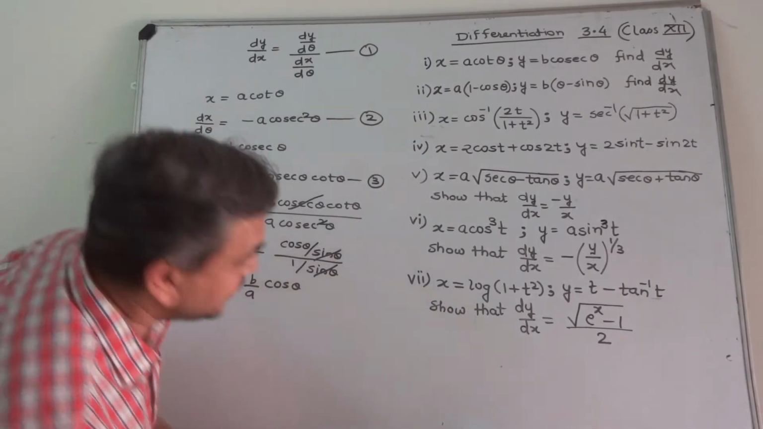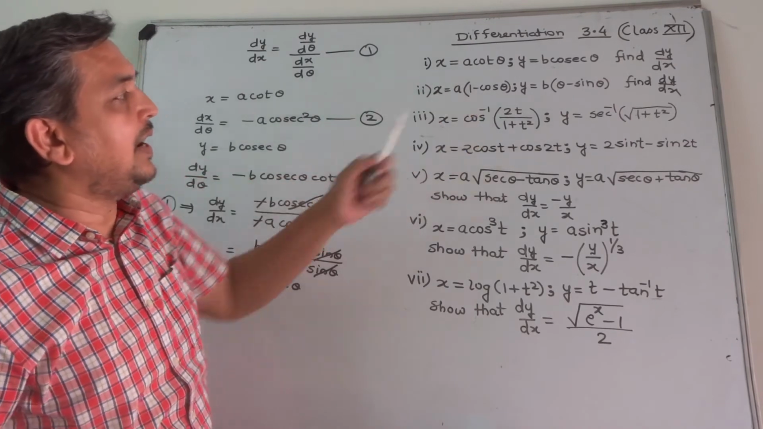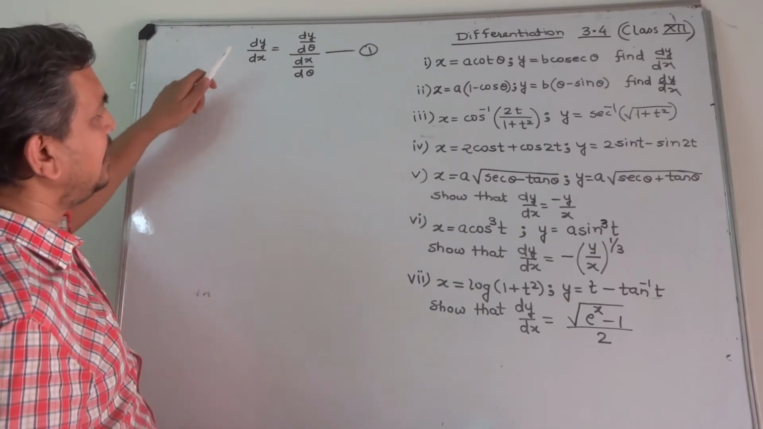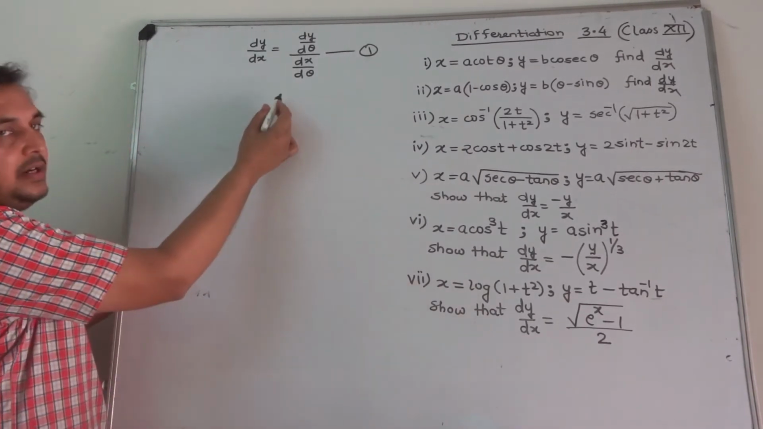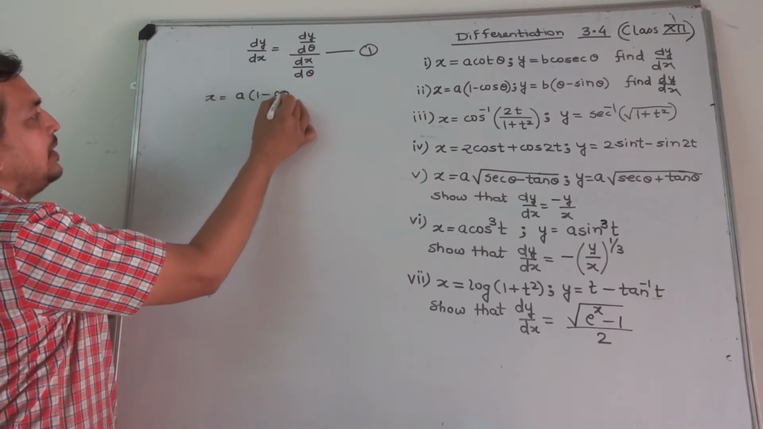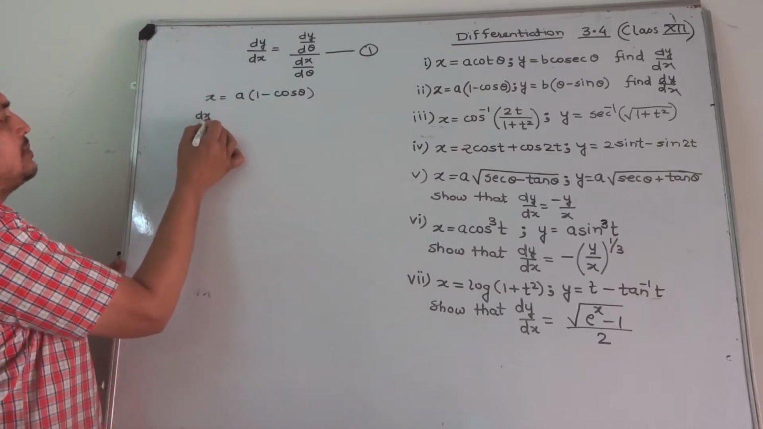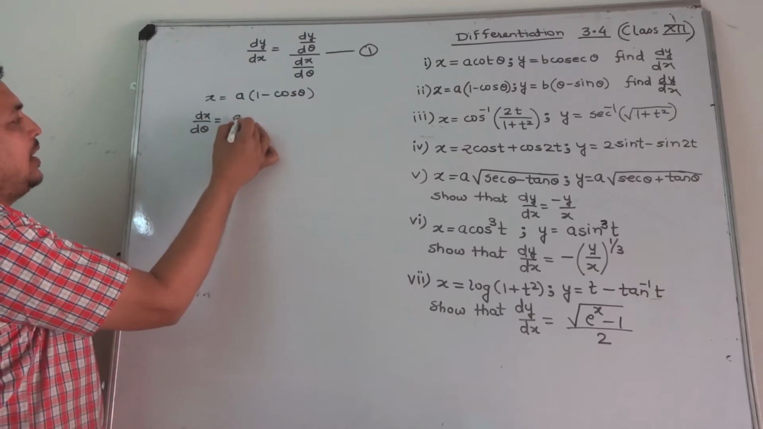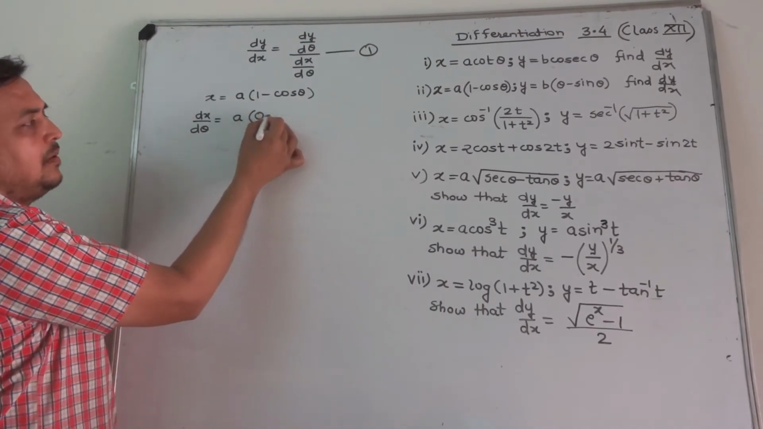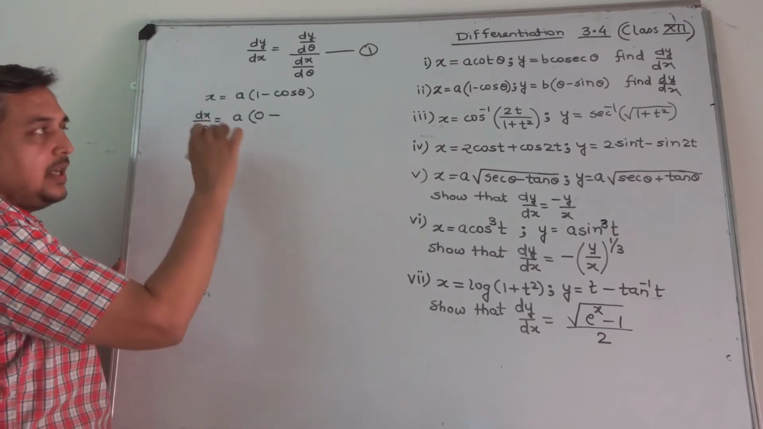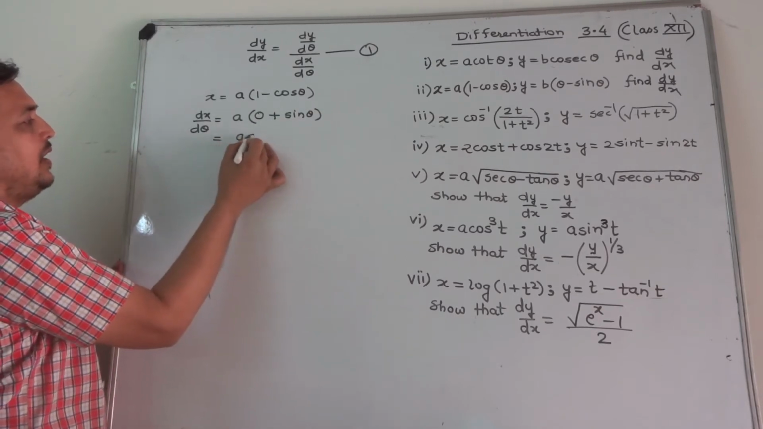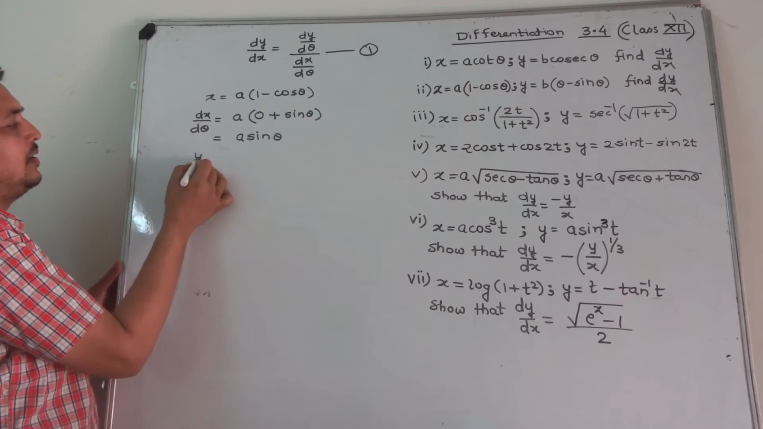So let us move on to question number 2. Again x and y are functions of theta. Theta is the parameter. So again we will use the same formula dy by dx equal to dy by d theta upon dx by d theta. What is x here? a bracket 1 minus cos theta, and so dx by d theta, derivative with respect to theta: a is a constant, 1 is a constant, derivative 0, minus, and derivative of cos theta is minus sin theta, so minus minus gives plus sin theta, and this is equal to a sin theta. This is number 2.